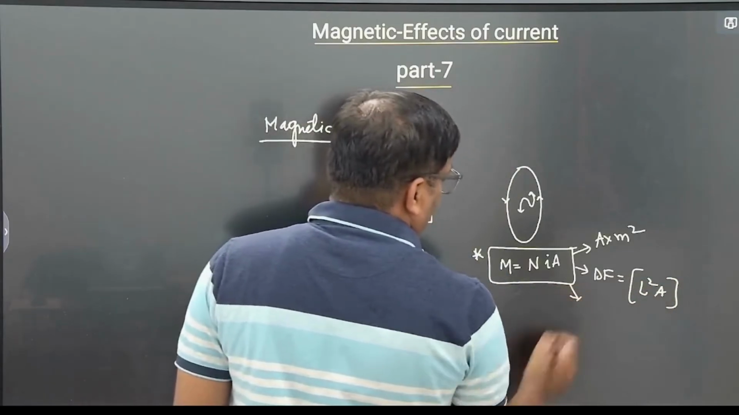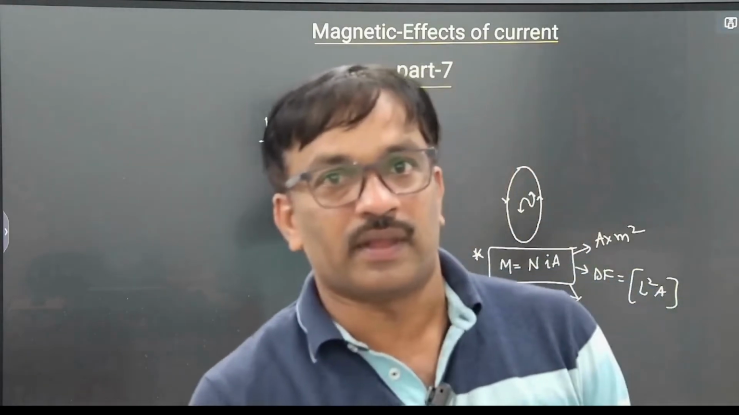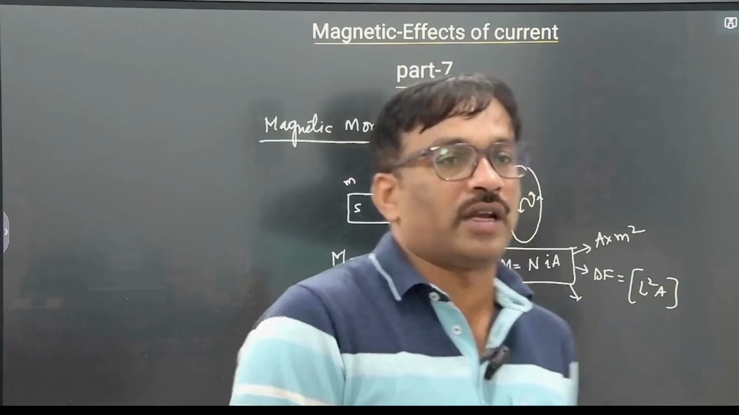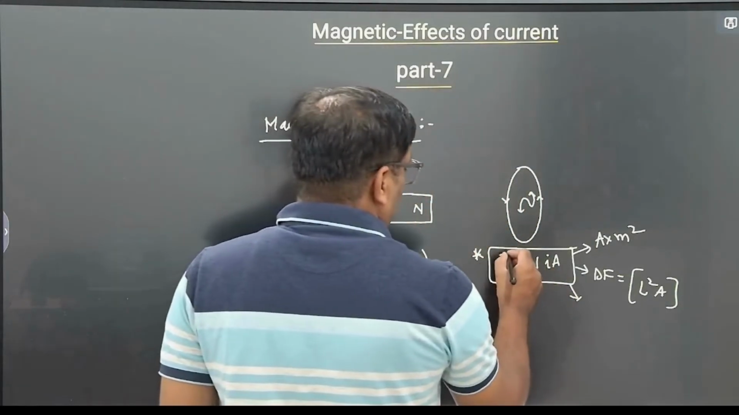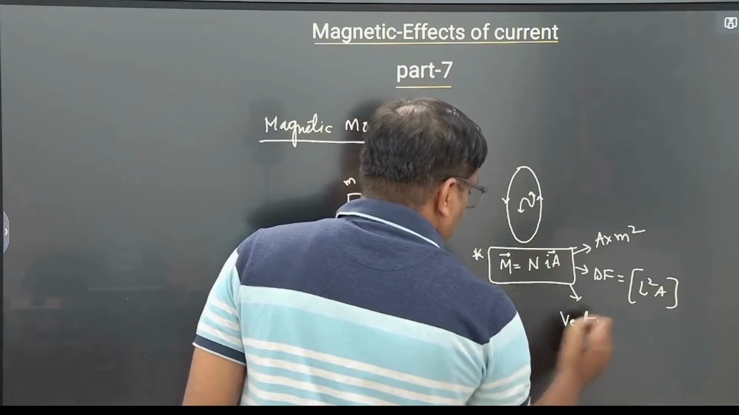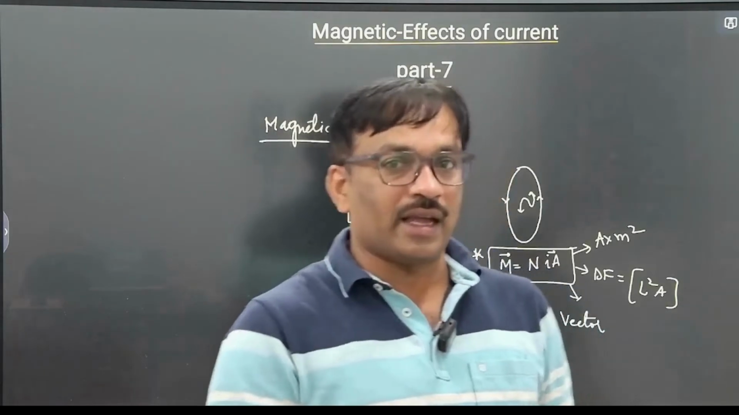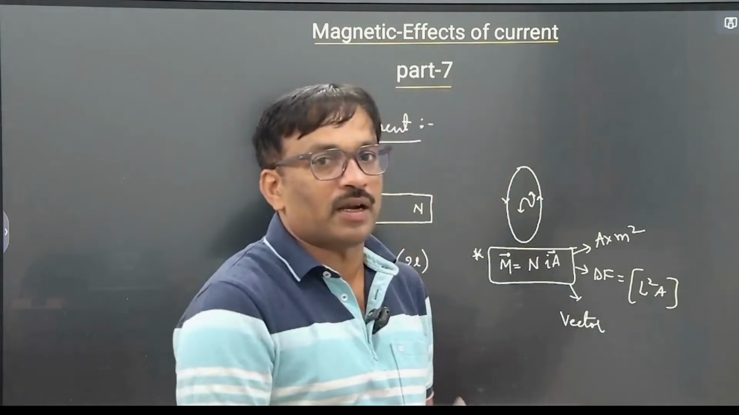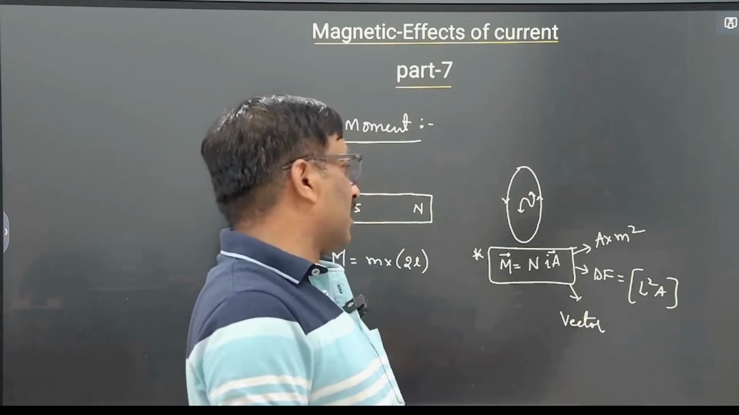Is it a vector or scalar? You should question yourself. Is area a vector or scalar? Area is a vector quantity. So here area is there, so magnetic moment is a vector quantity. Therefore it is a vector. How to find the direction now? Direction you can find like the area, that means perpendicular to the plane of the area. We have to use the right hand thumb rule only.